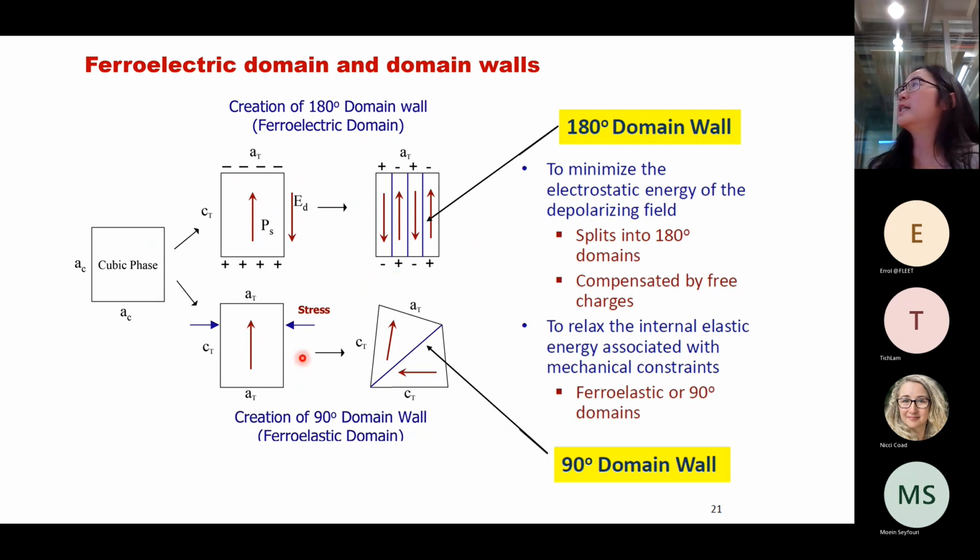In another case, for example, if this material is formed under very strong strain, then to relax this elastic energy, it will automatically form what we call 90-degree ferroelectric domain structures. So it has both out-of-plane and in-plane polarization directions.